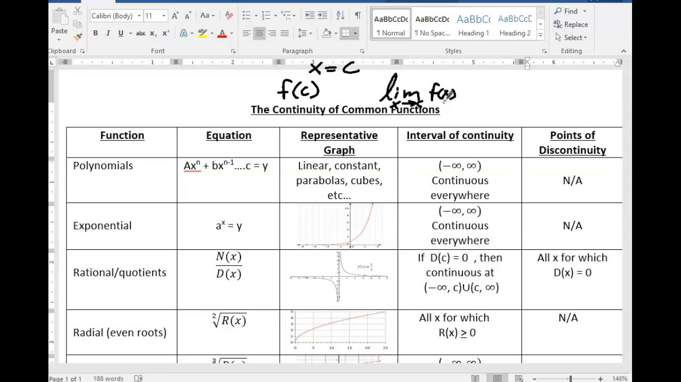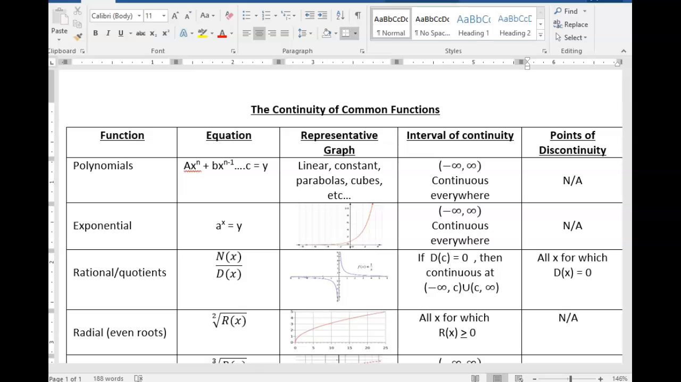The final thing that needs to be true is that those two things need to be equal. The actual y value of the function needs to equal the limit at that point. If all three of those criteria are met, then we have a continuous function at that point. Okay? If any of those things fail, then it's not continuous.